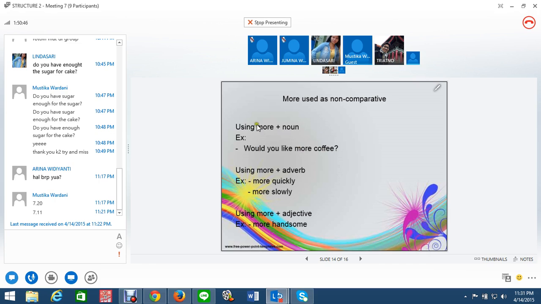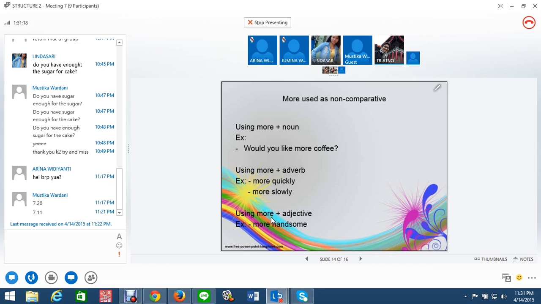Jadi kita menggunakan more plus noun. Would you like more coffee? Jadi more kita gunakan as non-comparative, tidak sebagai komparatif. Maksudnya di sini, would you like more coffee? Apakah kamu mau kopi lagi, atau kamu mau tambah kopi lagi? Oke. Using more plus adverb, more quickly, lebih cepat. More slowly, lebih lambat.